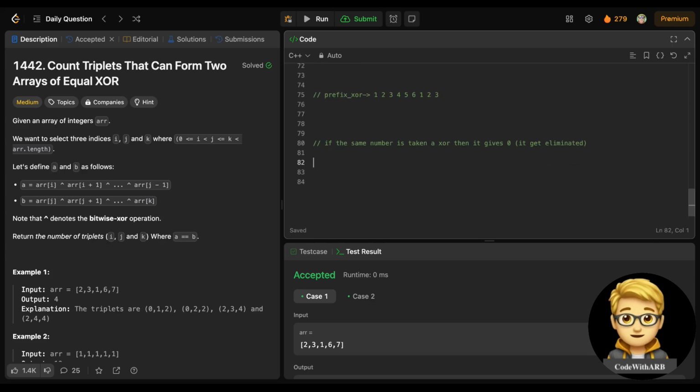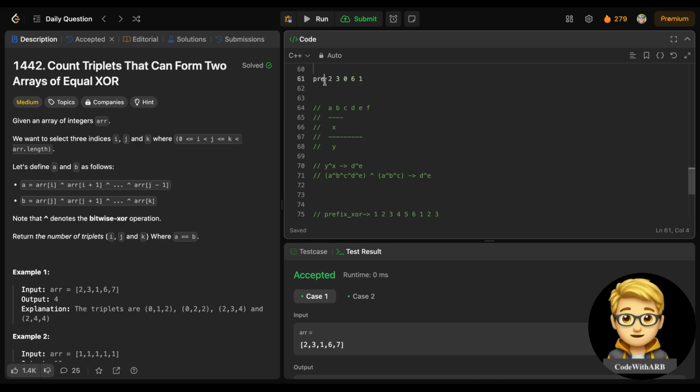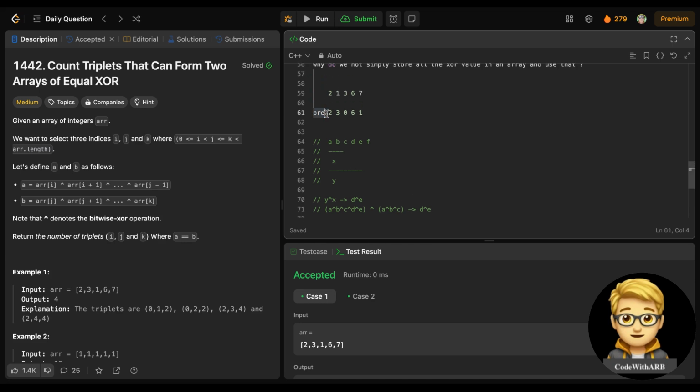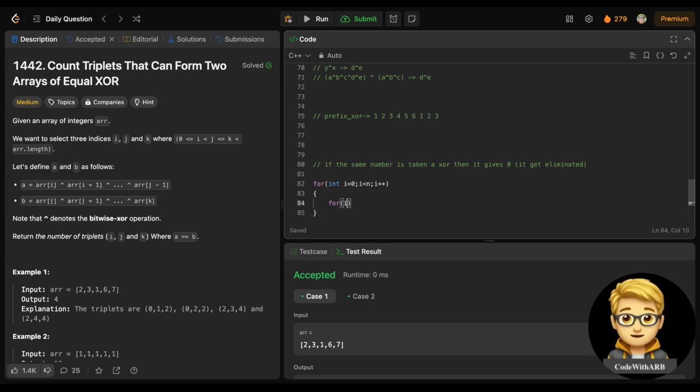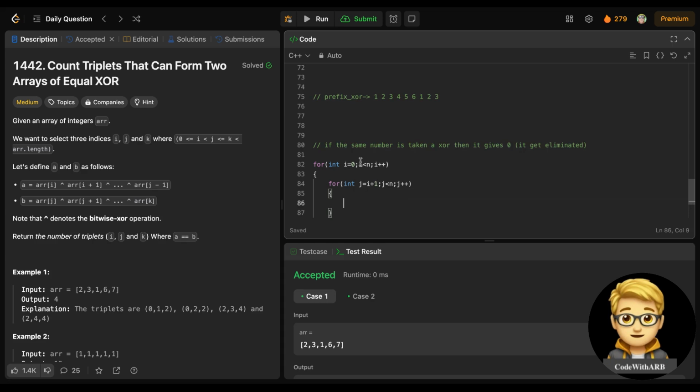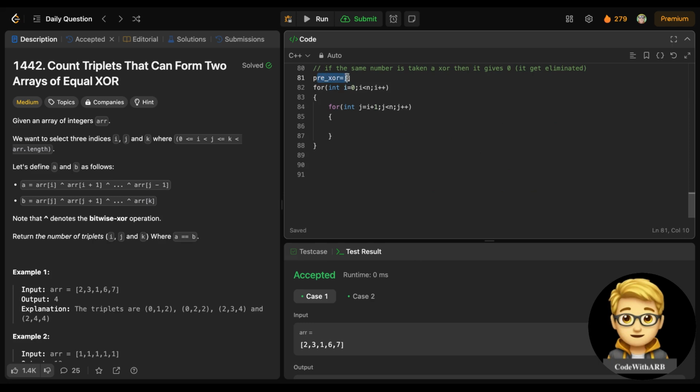We will store the prefix XOR in the pre-computation, and what we will do, we will start iterating from i equals 0 to n, and from j equals i plus 1 to n. Now I have my prefix XOR stored in my array, so I don't need this k value to get all the pre-computed XOR in the for loop, because I have already stored it in my array, right?